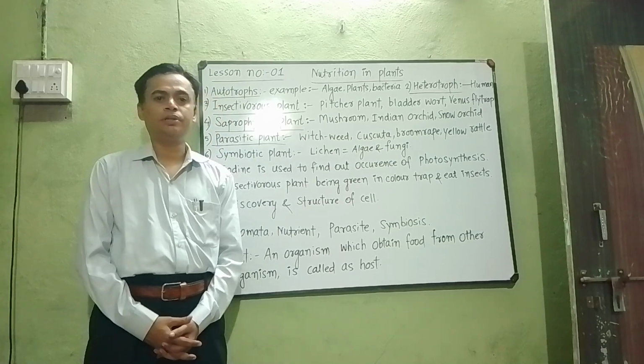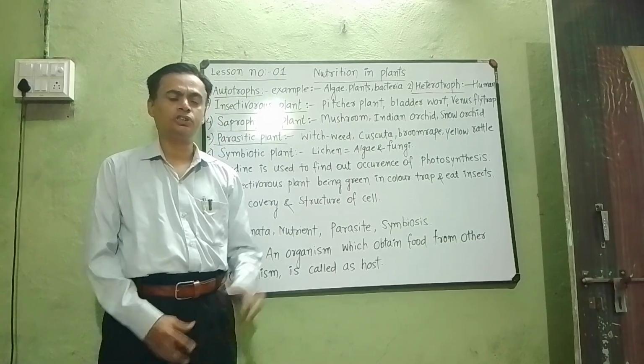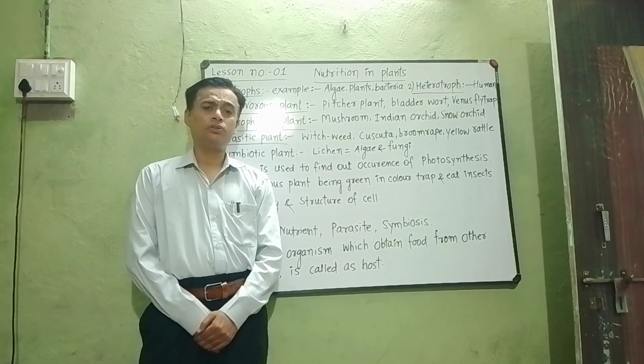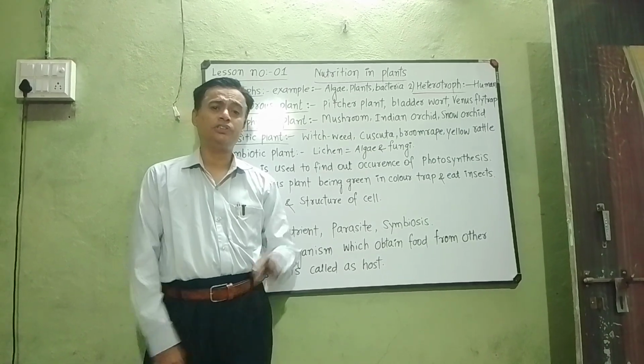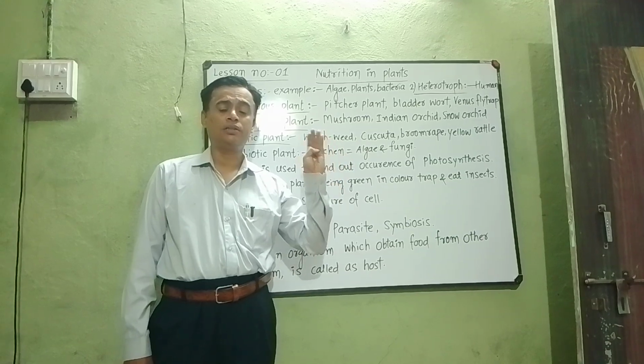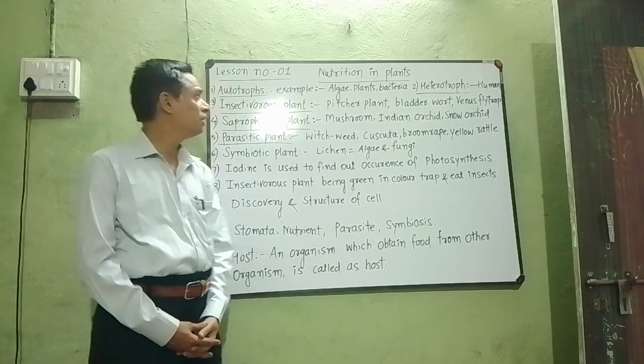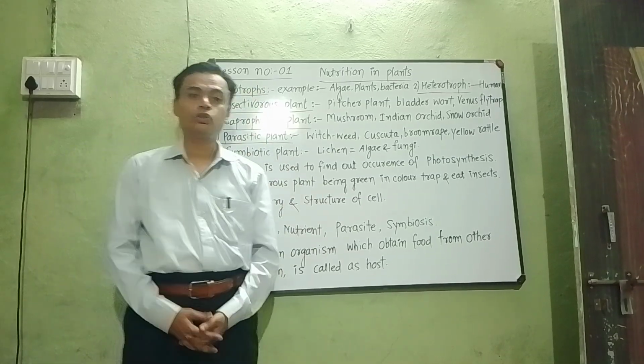In this particular chapter, we have to also see what is the structure of the cell, who discovered cell, and we have to also see the different examples of the insectivorous plant, symbiotic plant, and parasitic plant. Now, just see the first concept, autotroph.